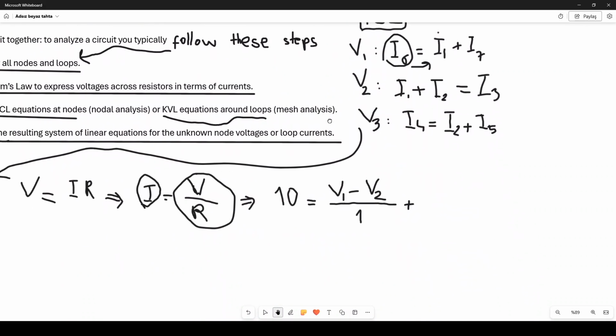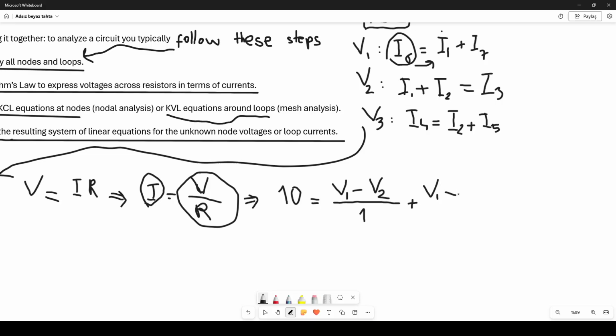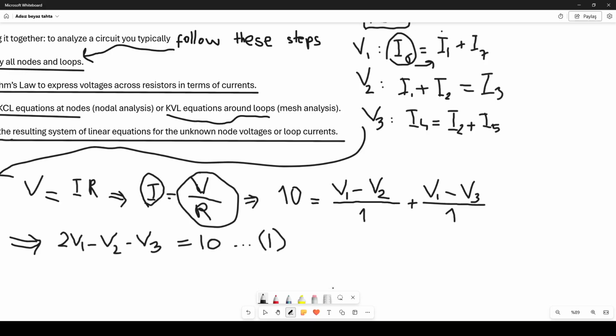So let's write it. Again, V1 minus V3 over 1. Dividing by 1 yields the same value in the numerator. I'm just showing you because this is the first example. So now what we have is an equation in terms of the unknown variables, which are the Vi's, the voltage variables: 2V1 minus V2 minus V3 is equal to 10. This is the first equation that we come up with by applying both Kirchhoff's current law and Ohm's law. We applied both laws, and I will continue in this manner.